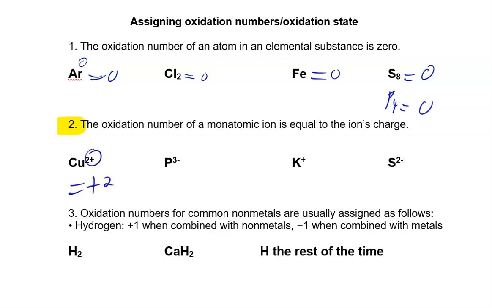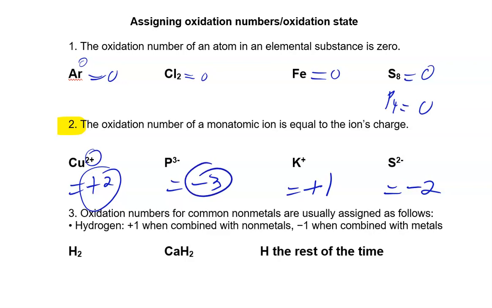Notice how the charge has the number first and then the plus or minus, whereas the oxidation state has the plus and then the number. Phosphorus 3- would be equal to -3. Potassium plus, which is a 1+, equals a +1. And sulfur 2- is going to equal -2. These are technically oxidation states. So even though when we think of states of matter, we think of phases, an oxidation state is the number. So it's a -3 here, it's a -2 here, etc.